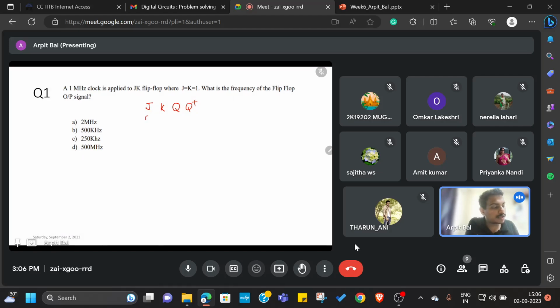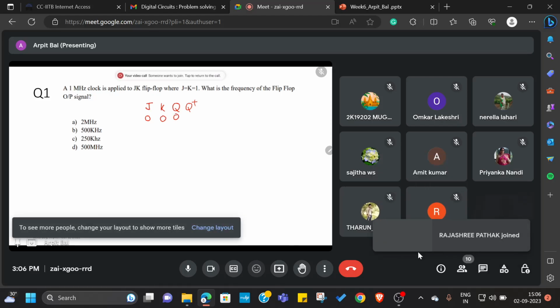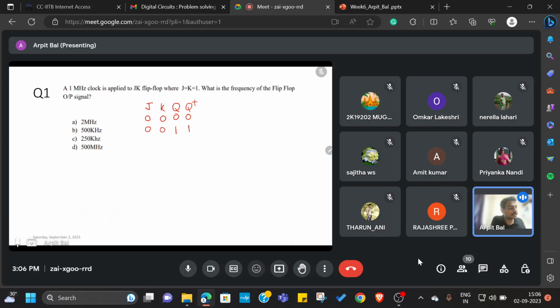When the input is 0 0 and let's say Q is 0, then the next state is going to be 0. Similarly for 0 0 1, the next state is going to be 1. So whenever J and K are both 0, whatever Q is gets reflected in the next state. If J is 0 and K is 0, Q plus is going to be Q. Next is 0 1.